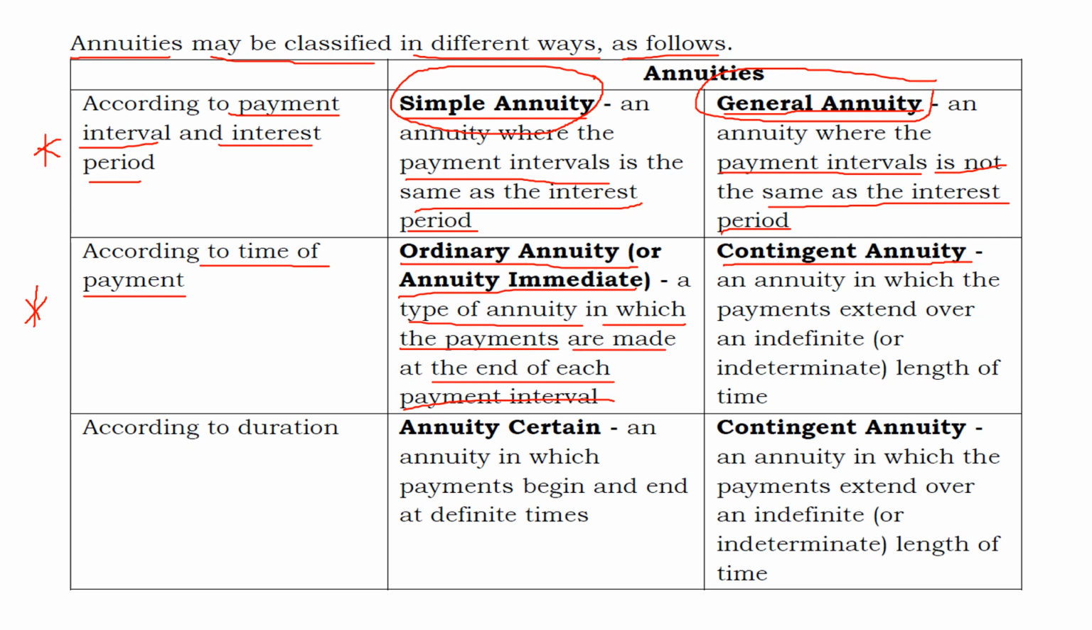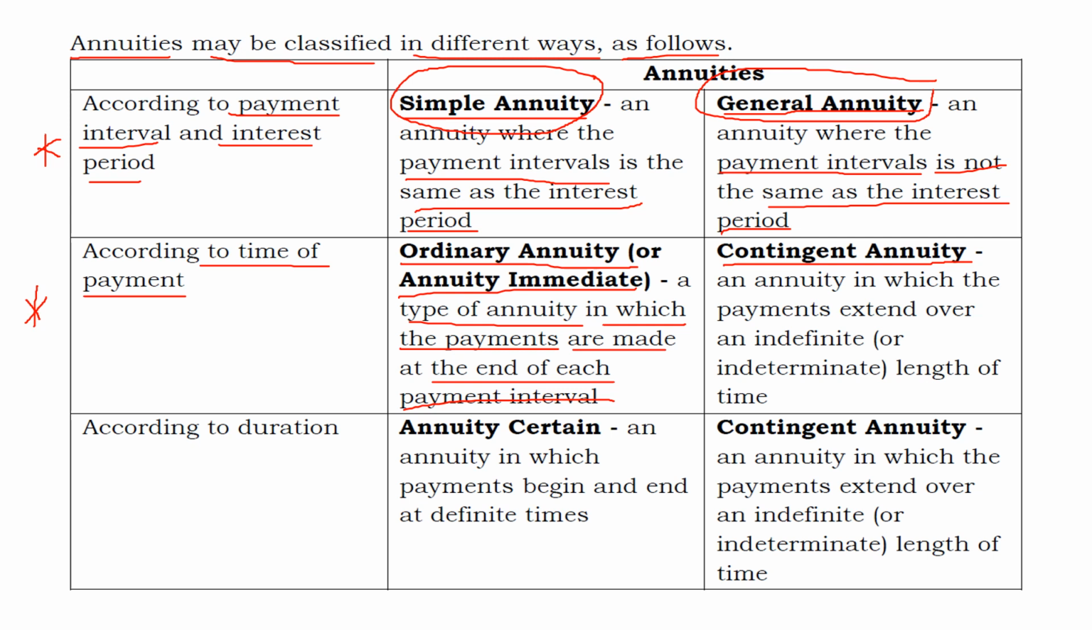So if there is an agreement between the lender and the borrower that the payment interval is, for example, 3 months, then at the end of each 3 months, there should be a payment. That is a good example of an ordinary annuity, that the payments are made at the end of each payment interval.